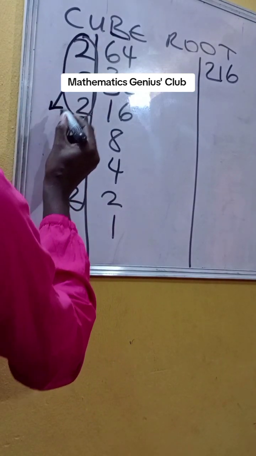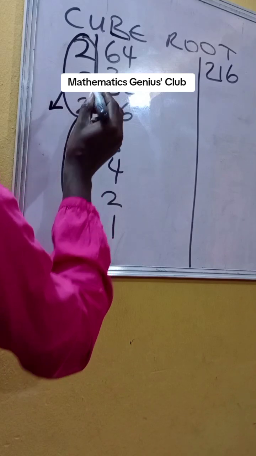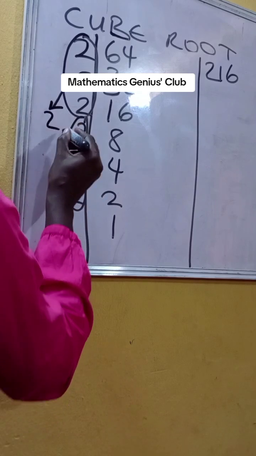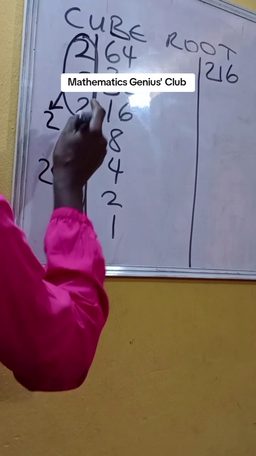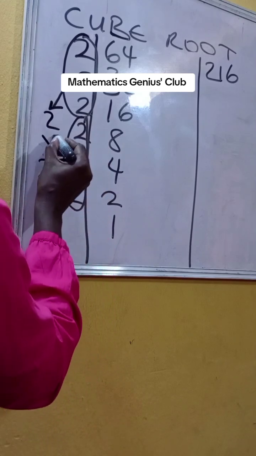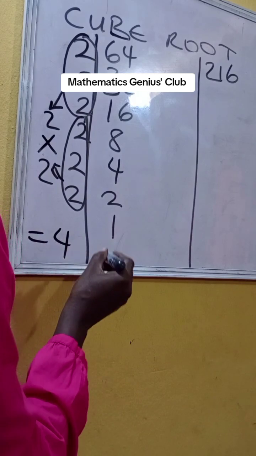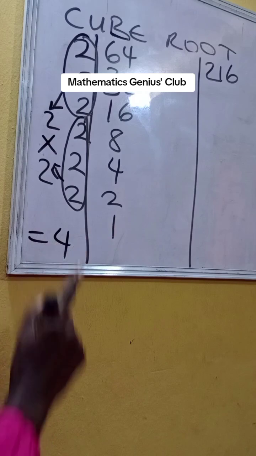So we have a group of 2s, and then we have another group of 2s. Each of these groups will donate one of its members because they contain the same thing. So 2, which will be multiplied by each other. So 2 times 2 is 4. So the cube root of 64 is 4.